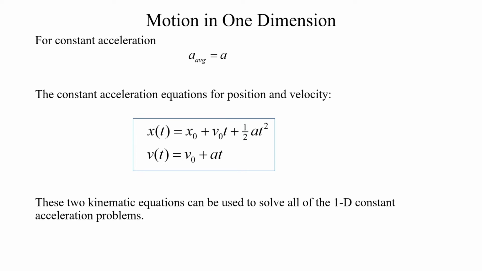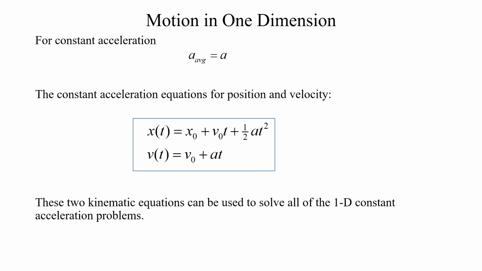All right, look at the position as a function of time equation on the right side. The x naught, that's where we start. That's our initial position. The v naught t shows how much our position changes due to our initial velocity, and the 1/2 at squared shows how much our position changes because of the acceleration. So we have the three terms: initial position, how much our position changes because of our initial velocity, and how much our position changes because of the acceleration that we have.